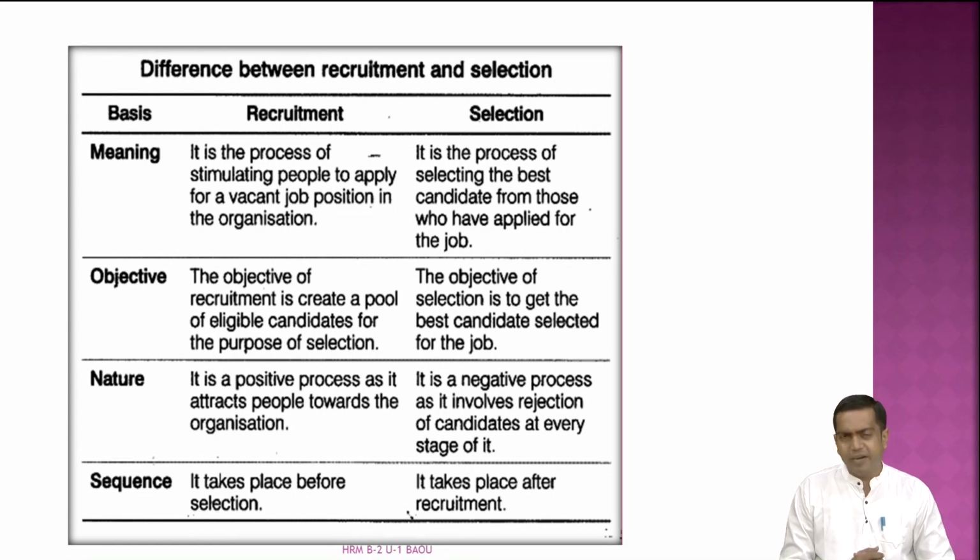Nature: recruitment is a positive process. Obviously, we try to welcome as many as possible in terms of their CVs. Selection by default is a negative process. If there are 100 people available, we try to figure out only 10 or 15 or even fewer as per our requirement. So selection is basically negative because we try to pick out of all. Recruitment is positive, selection would be negative, and in sequence, obviously recruitment comes first, selection comes second.